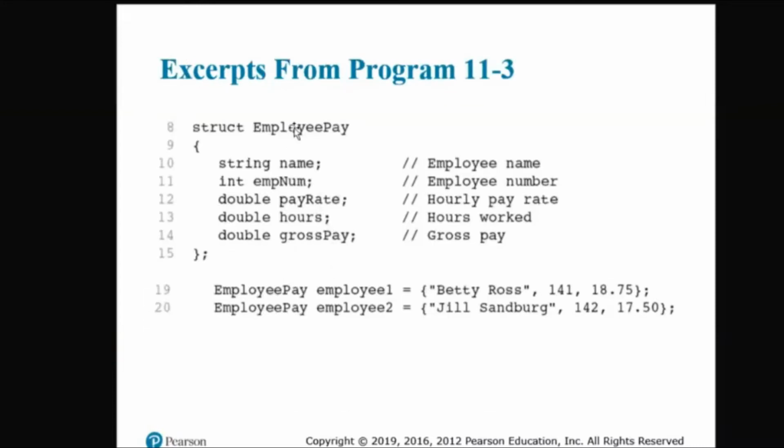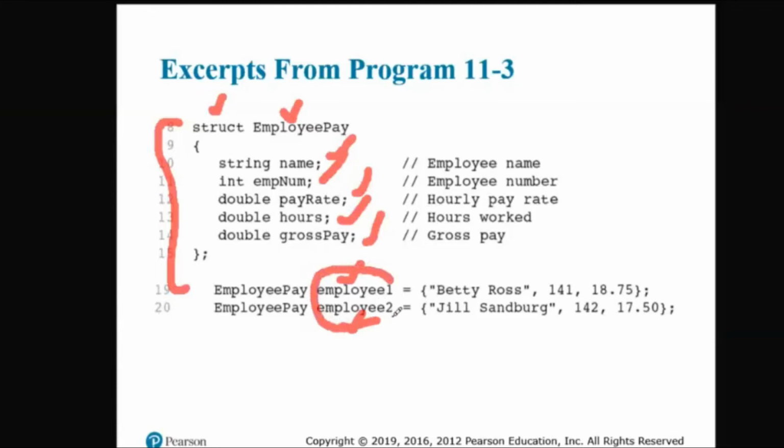Okay, this is another similar example. We already know the structure, employee pay: a string for the name of the employee, and then employee number, pay rate, hours, and gross pay. In this way we can create several employees, like employee number 1, employee number 2. Once you define this structure, after that you can define as many variables as you want. These are called instances of the structure.